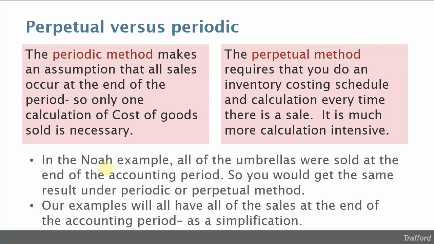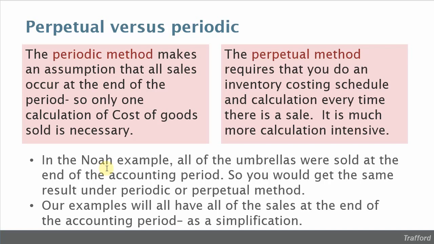What we did in the NOAA example as a major simplification is we set our problem up so that it never rained for the whole month of July, and then it started to rain and NOAA and the other sellers finally started to sell their umbrellas. So in our example, all of the umbrellas were physically sold at the end of the accounting period. Because of that simple assumption, you would get the same result whether the company was using a periodic method or a perpetual method for recording cost of goods sold.